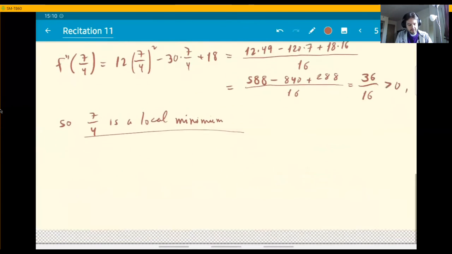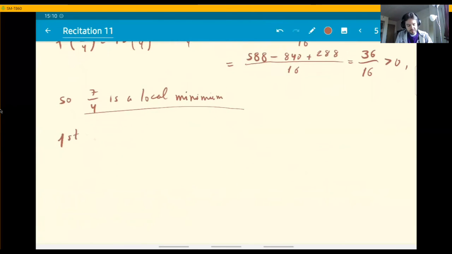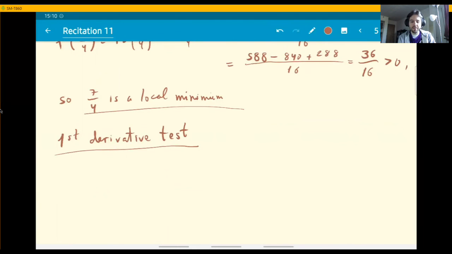That was the second derivative test. Now the problem also asked us to apply the first derivative test. Let me just remind you how that works. First derivative test for critical points involves looking at the first derivative before and after the point. If it is changing sign, depending on how it changes sign, the point is going to be a minimum or maximum. And if it does not change sign, then the point is neither.